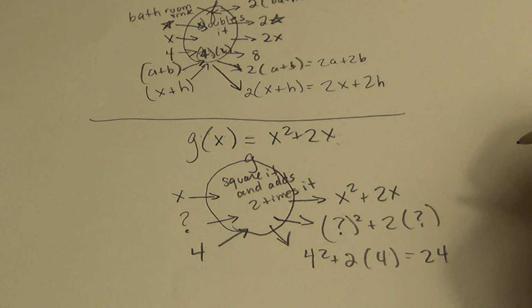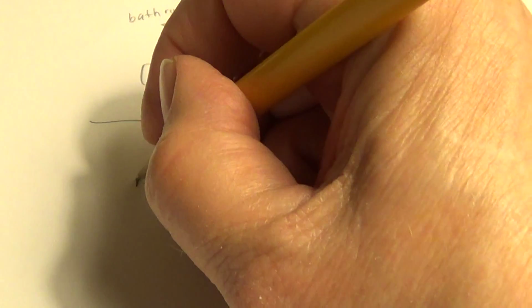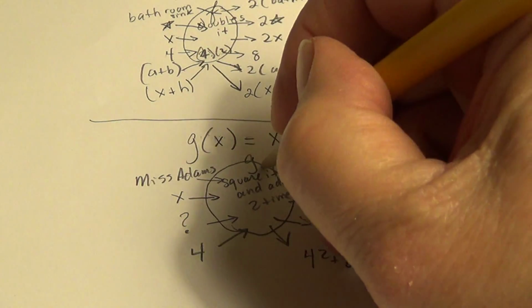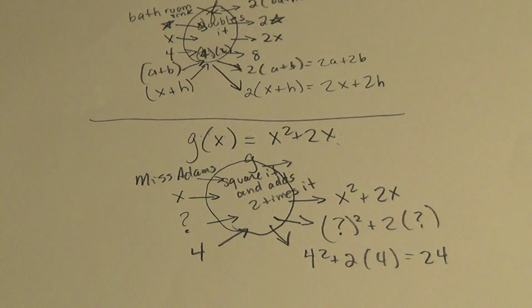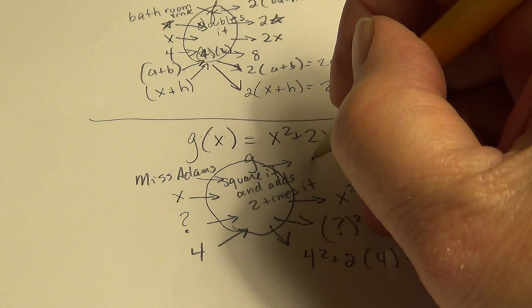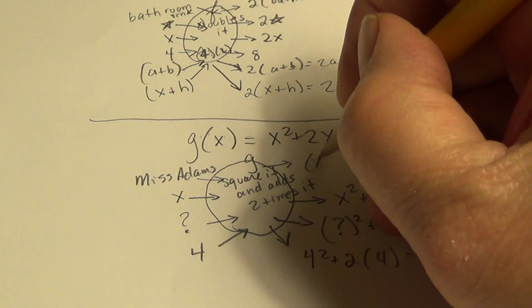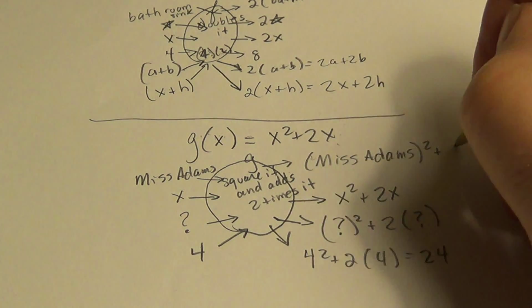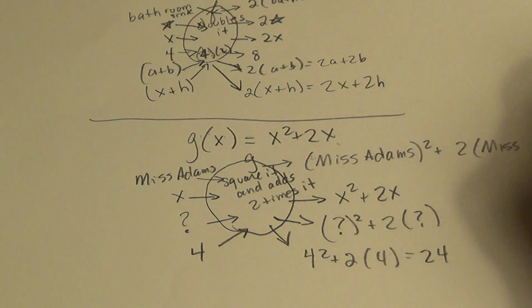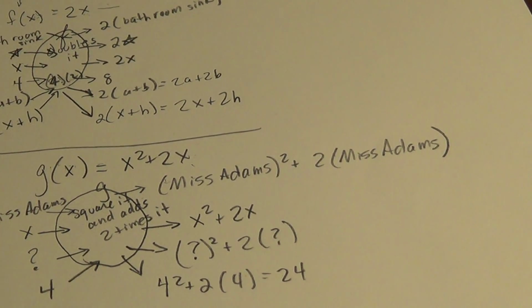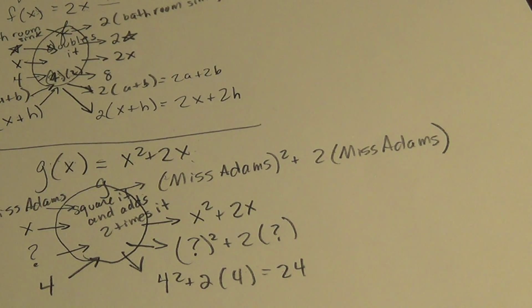All right, what if I put in Miss Adams? Did you know I babysat her? All right, Miss Adams will go into the G function and come out Miss Adams squared plus 2 times Miss Adams. So that would be quite an intelligent, beautiful creature to behold, would it not?